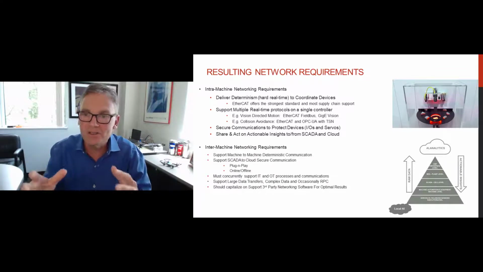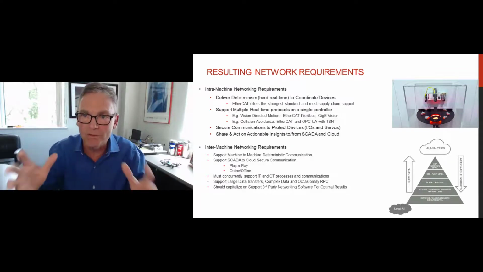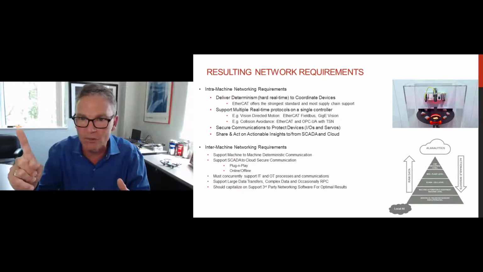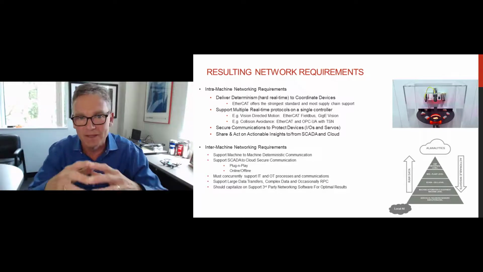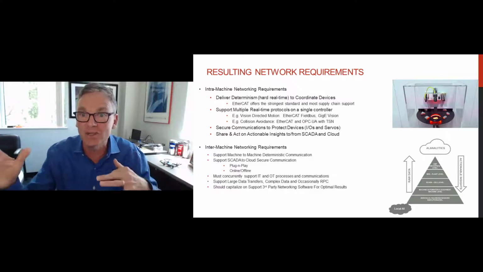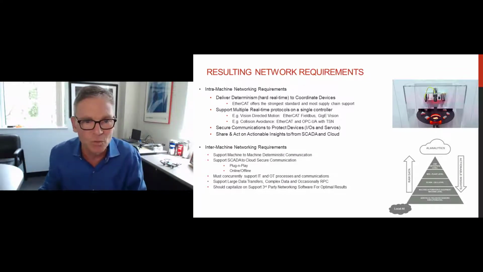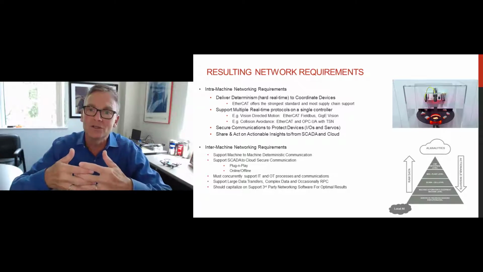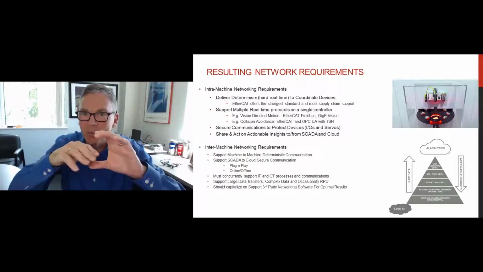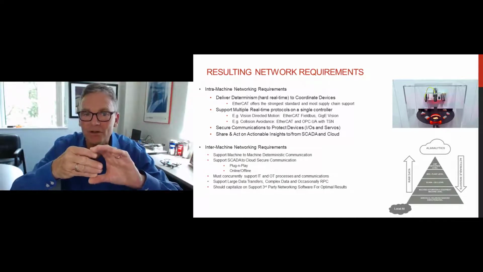So there are different use cases where you don't want the whole cell to go down just because one servo drive goes down. And that's where the inter-machine networking has different requirements than the intra-machine networking. Also, you want to be able to concurrently use the IT and OT network as one. And so we have to find a way to layer in multiple protocols on a single Ethernet cable.